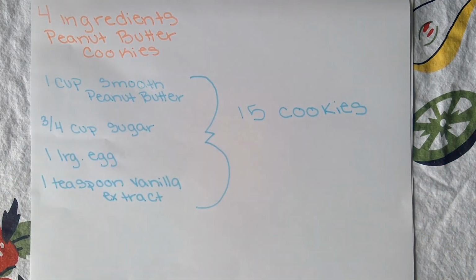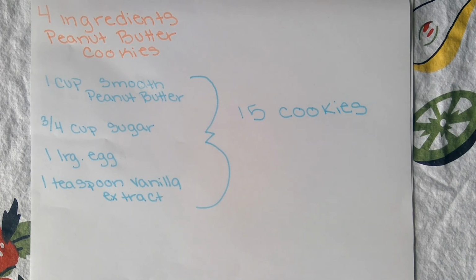So right here in front of us, I have a recipe for this basic, what's called a 4-ingredient peanut butter cookie. So we have our ingredients: 1 cup of smooth peanut butter, 3/4 a cup of sugar, 1 large egg, and 1 teaspoon of vanilla. And if we mix these together, we should be able to make 15 cookies.